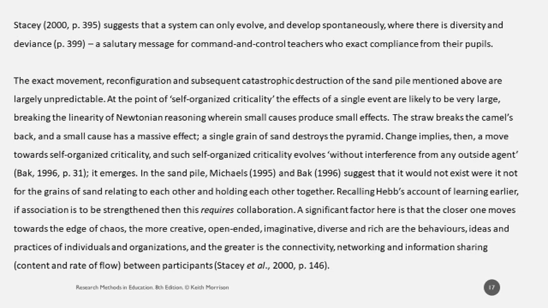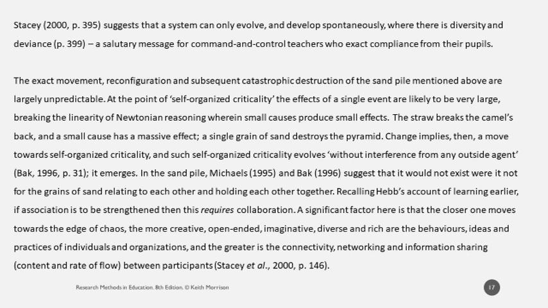The exact movement, reconfiguration and subsequent catastrophic destruction of the sand pile mentioned above are largely unpredictable. At the point of self-organized criticality, the effects of a single event are likely to be very large, breaking the linearity of Newtonian reasoning wherein small causes produce small effects. The straw breaks the camel's back, and a small cause has a massive effect. A single grain of sand destroys the pyramid.